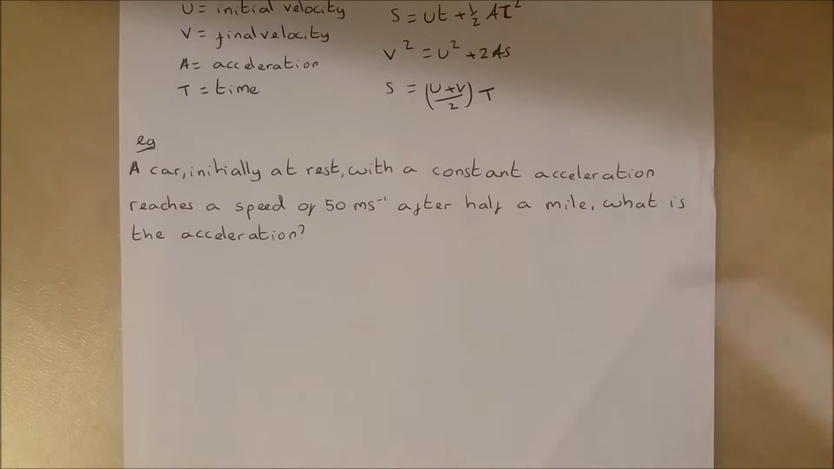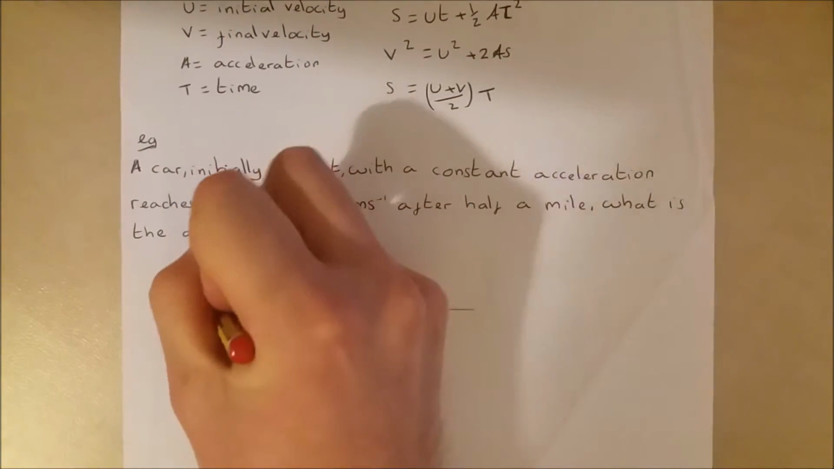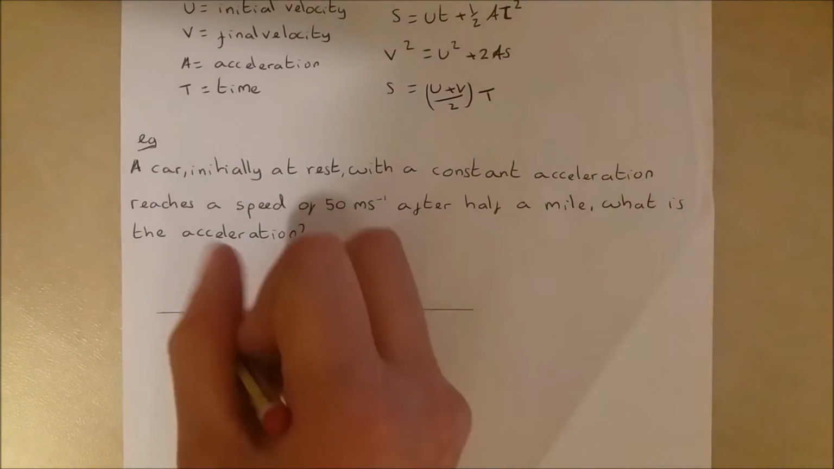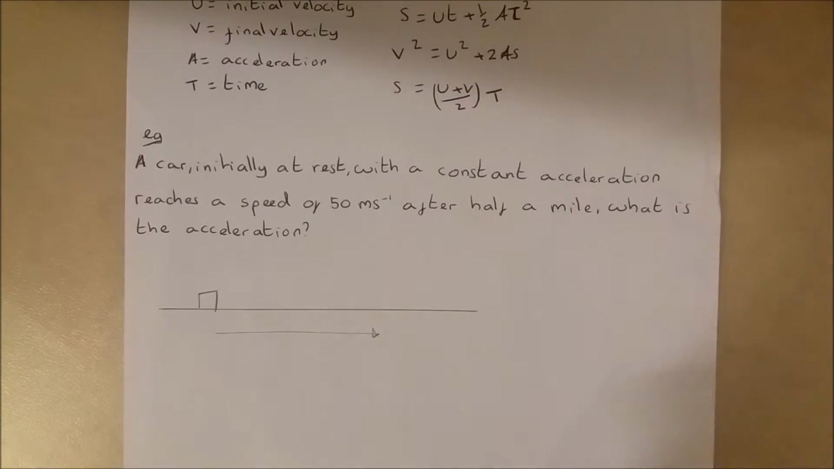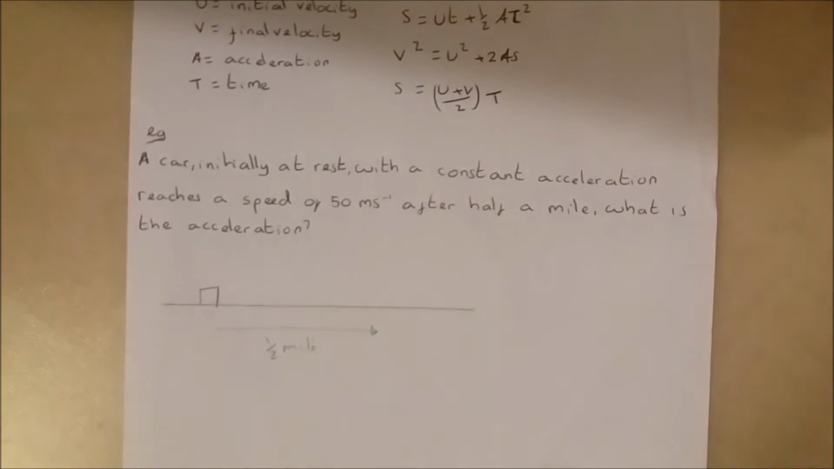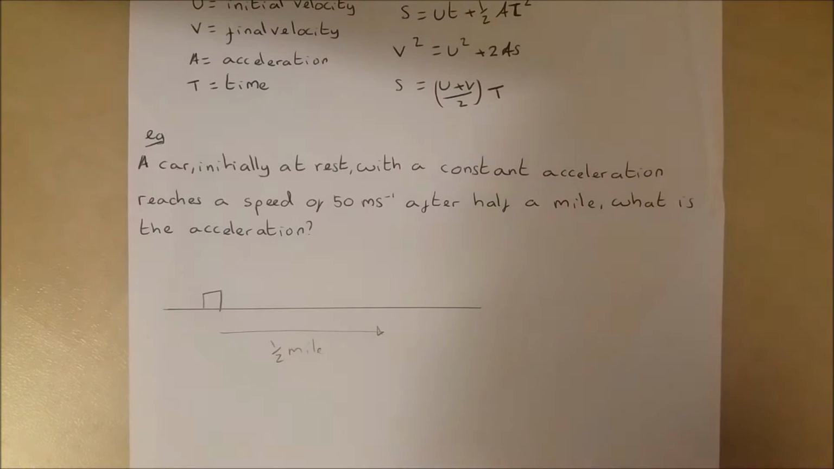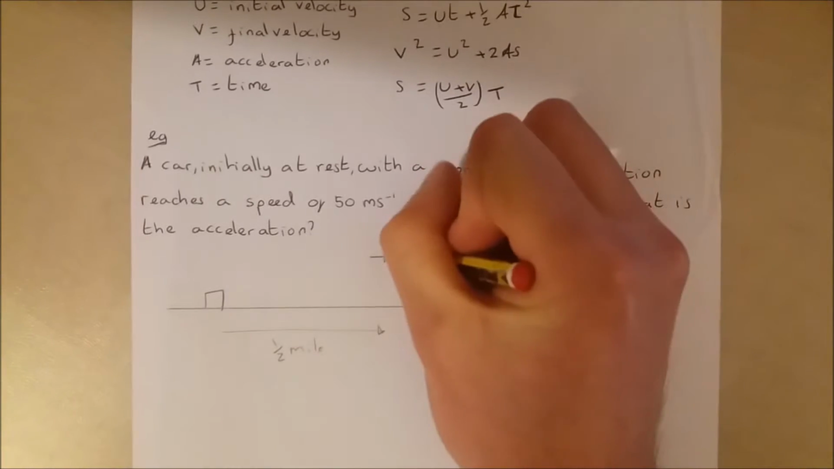If we go for an example where a car initially at rest with a constant acceleration reaches a speed of 50 meters a second after half a mile, what is the acceleration? The first thing you want to do is draw a picture. So you've got the road, fantastic drawing of a car there. You've got a distance of half a mile. You need to define which way is positive. The car in this diagram is going to the right, so say right is positive.